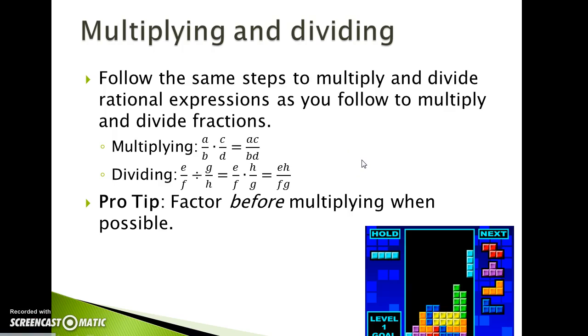Pro tip for what we're about to do next, you always want to factor before multiplying when possible. The reason why is that you can cancel out factors and save yourself a lot of work on the back end. So always try to factor first. Alliterative, factor first.